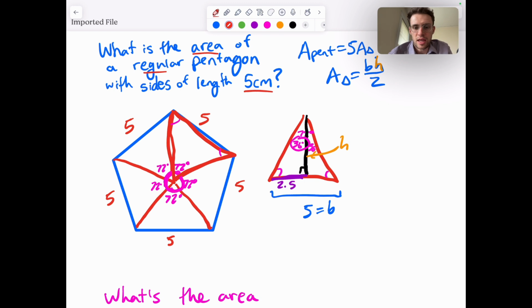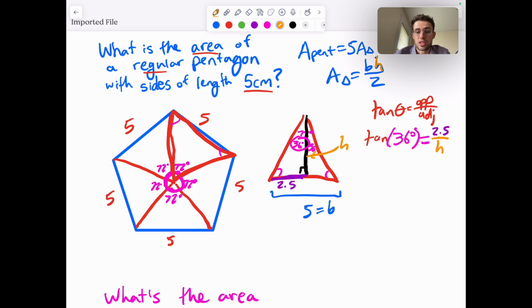So which of our trig functions uses opposite and adjacent? That would be tangent. Tangent of theta is equal to opposite over adjacent. Use SOHCAHTOA, that's the TOA. So in this case, tangent of 36 degrees, make sure your calculator is in degree mode when you type that in, would be equal to the opposite, which is in this case 2.5, over the height, which is what we're solving for.